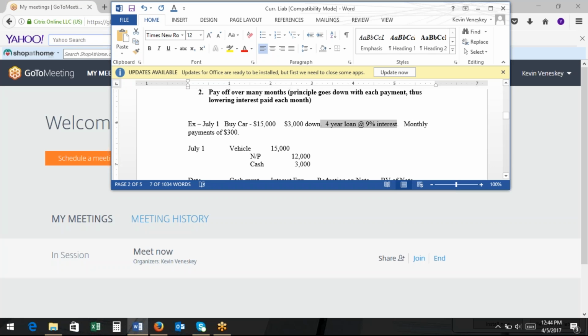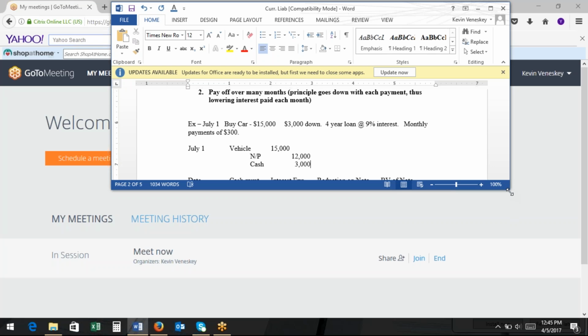So what I first do is make my typical journal entry. What did I get? I got a car, my vehicle. It's going to be in my long-term assets. How did I get it? Most of it I'm going to pay back later, $12,000. The remainder I put down in cash.